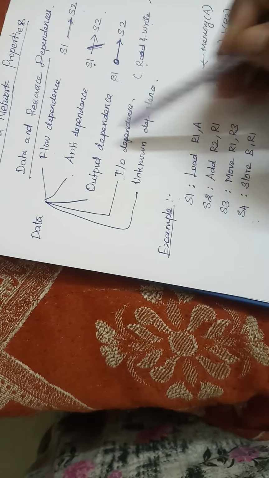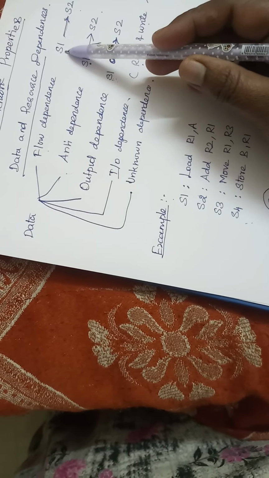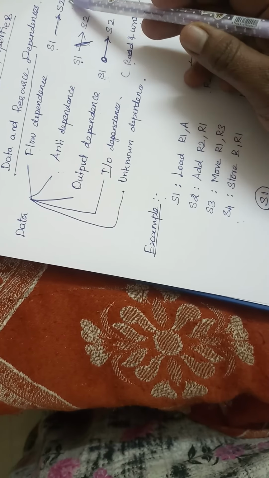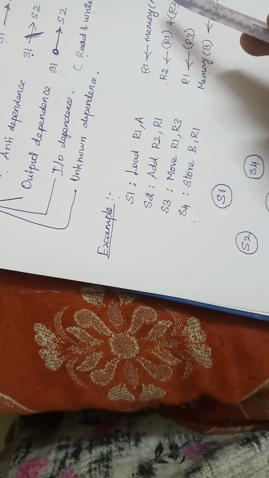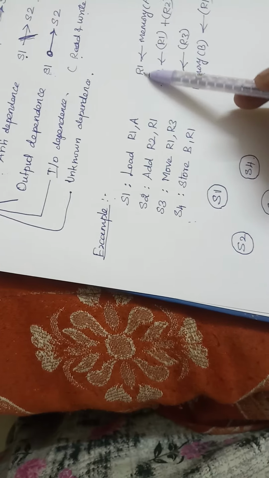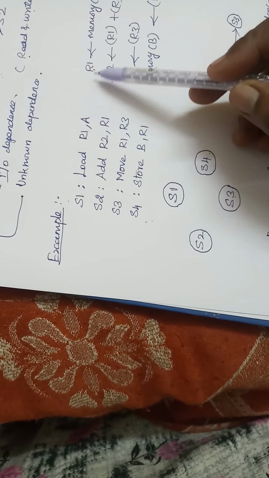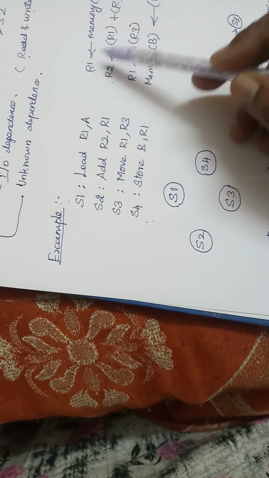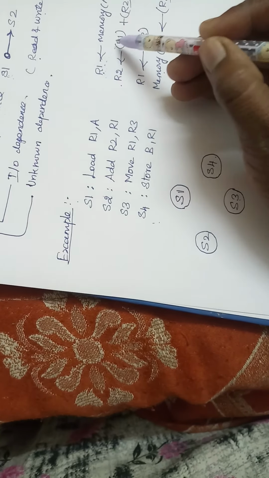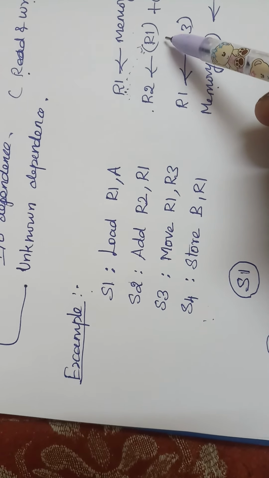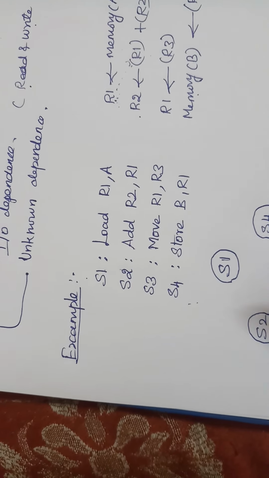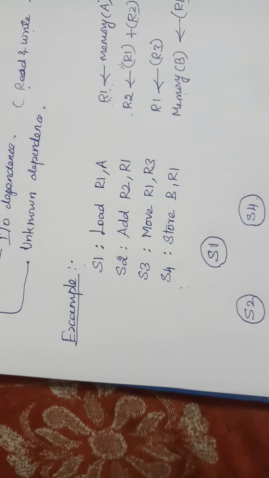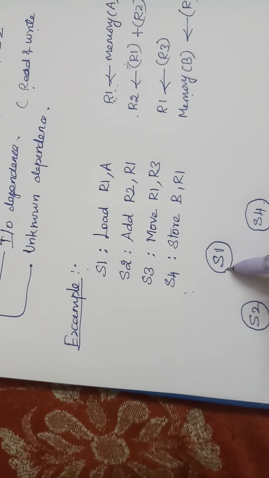How can we relate that? We know the meaning of dependence: is any output of S1 related to S2 or not? Here we know the output of statement S1 is R1, and R1 is given to the statement S2. So the output of R1 is given as input of S2. So now we can say that S1 and S2 have flow dependence.